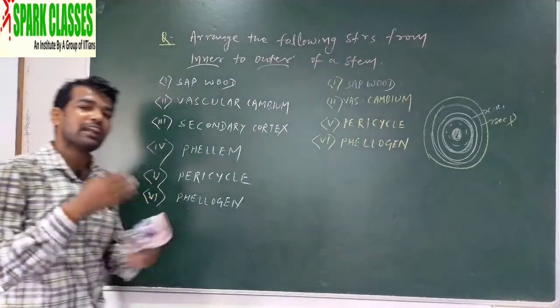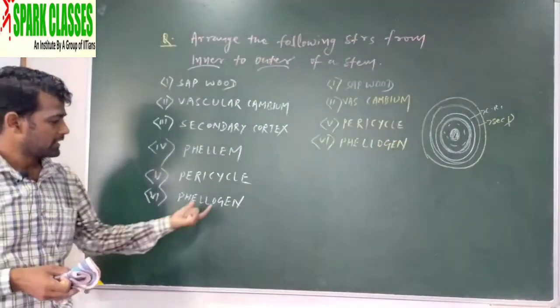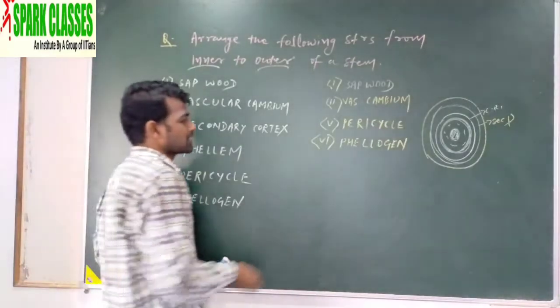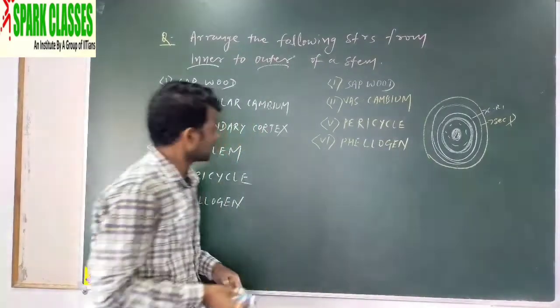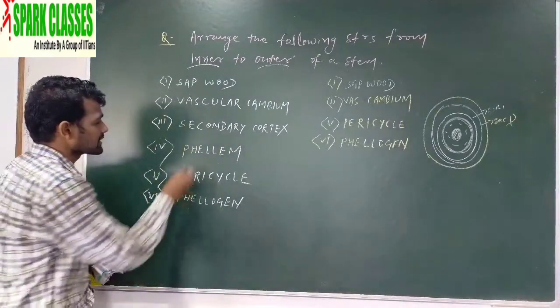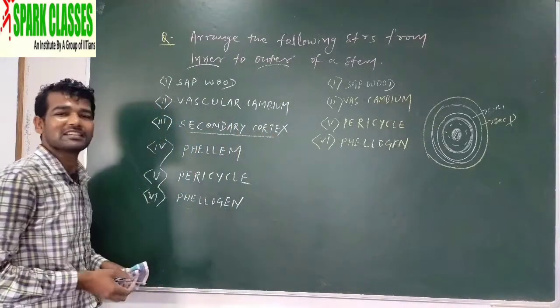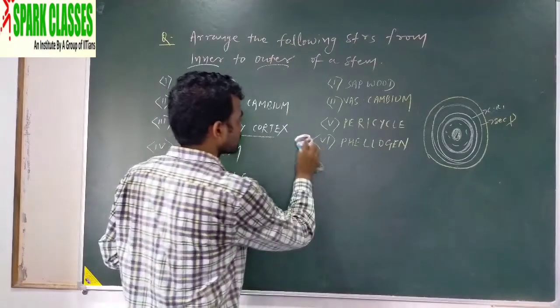And the number of layers decreases towards the outer side. It is phellogen. Next will come phloem. But an important thing we are missing here is the secondary cortex. So first, the secondary cortex will come here.